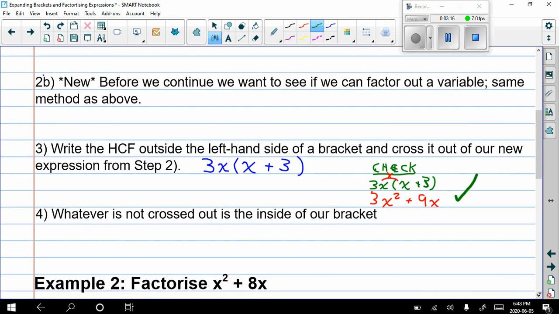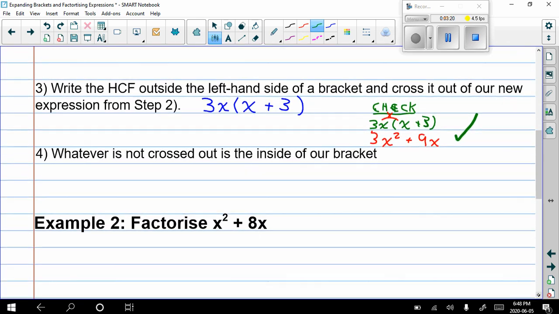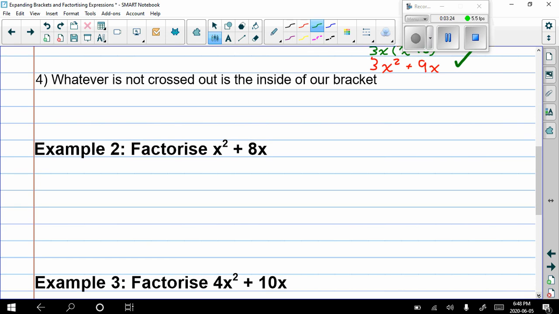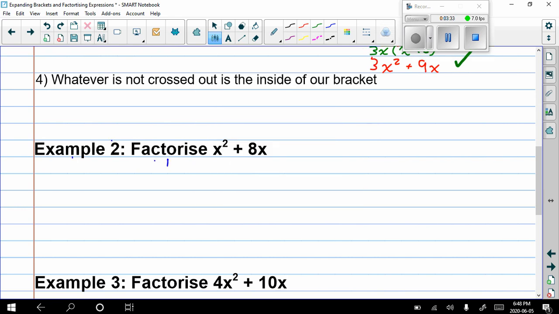Next question, we're going to do x squared plus 8x. So x squared and 8x. What's our highest common factor between 1 and 8? Well, that's just 1, right? So we're just going to write it as 1 times by x times by x.